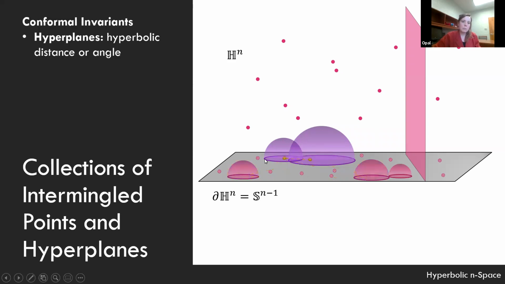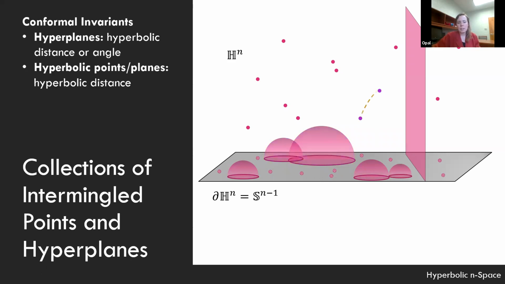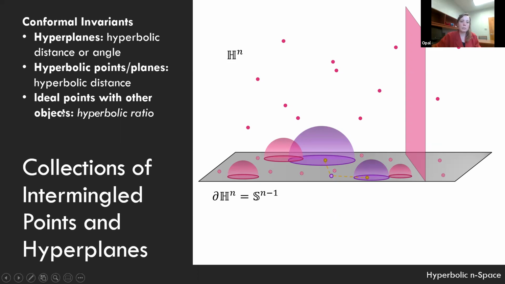So to talk about what the conformal invariants look like here, between hyperplanes, you're going to be measuring hyperbolic distance if they are disjoint and hyperbolic angle if they're intersecting. If you're looking at comparing hyperbolic points with points or hyperbolic points with planes, then you're looking at the hyperbolic distance between them. And if you are looking at ideal points, then you're going to be comparing those ideal points to your objects in your basis through what I'm calling the hyperbolic ratio.